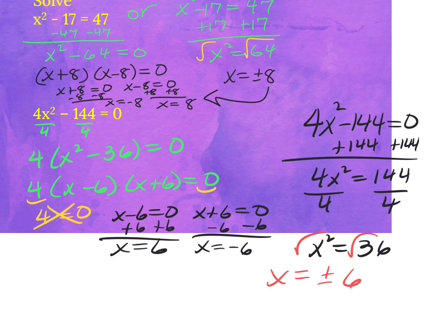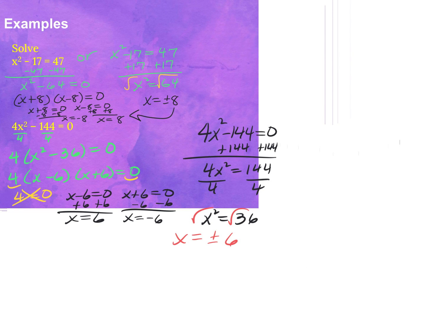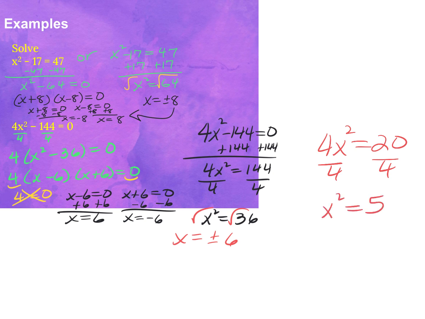For example, where maybe it's not a perfect square. All right, so let's say instead it was 4x squared equals 20. So I can't factor this, but I could use my square root method and then get x squared equals 5. 5's not a perfect square, so if you get a question like this on the quiz, you're just going to leave your answer as x is equal to positive and negative square root 5.